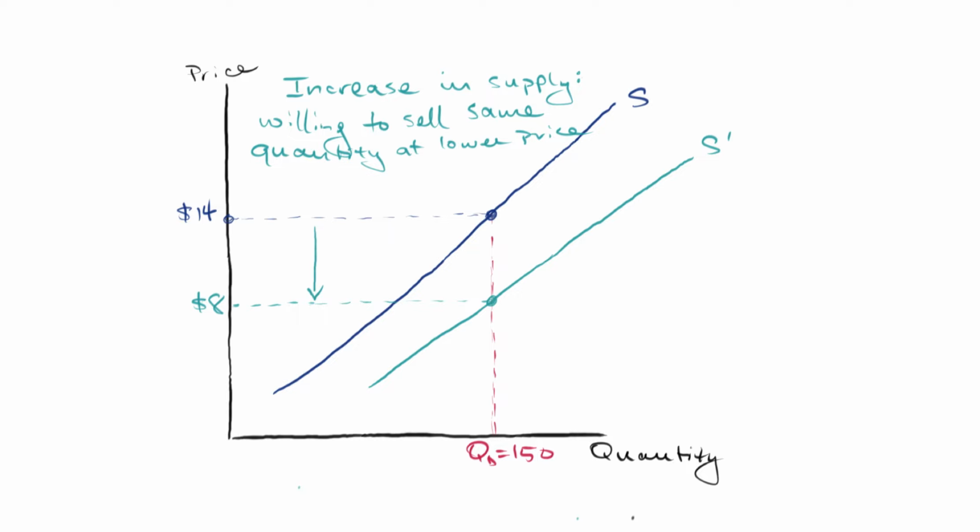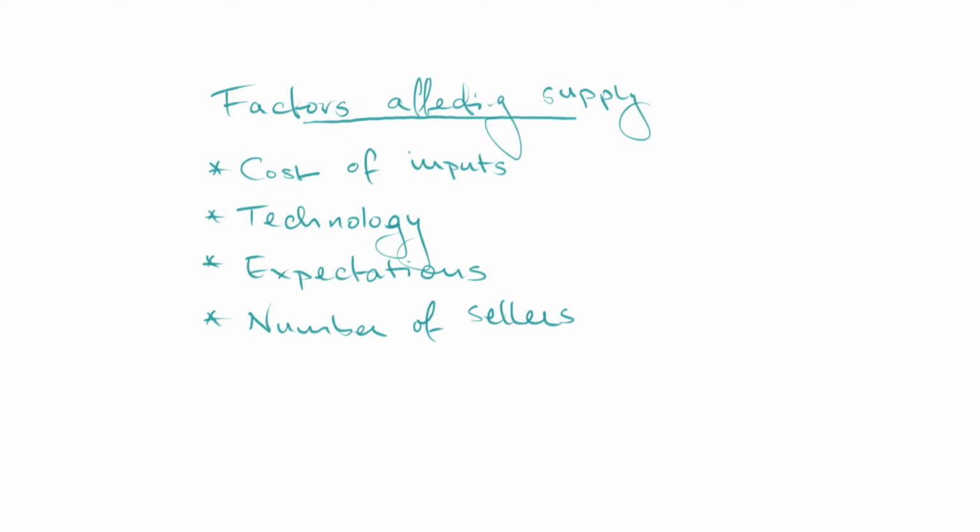And again, there are these two different interpretations. One is that the producer would be willing to sell a greater quantity at the same price, which is the same as saying that the producer would be willing to sell the same quantity but at a lower price. Okay. The factors that will shift the supply curve include the cost of inputs. So if inputs into production become cheaper, supply will increase. Supply curve will shift right.